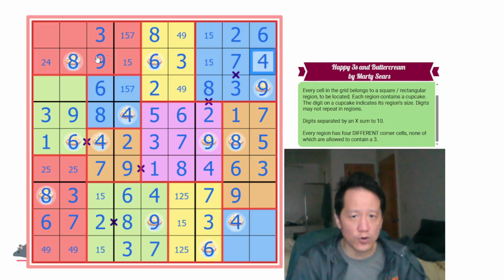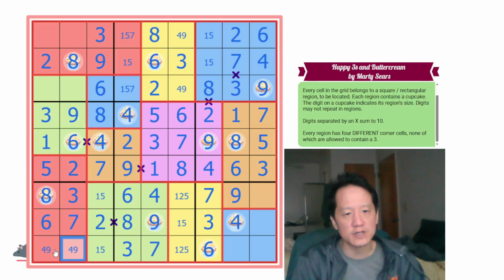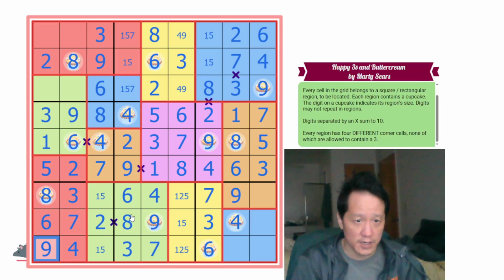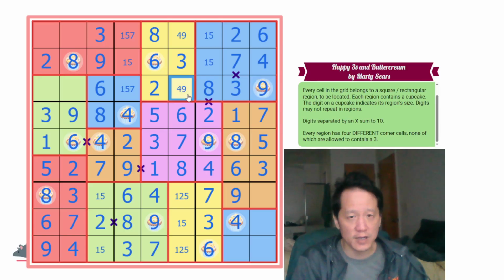This 4 here means this has to be a 2, so this is 2, which makes that a 5, which makes that a 2. This 9 means this can't be 9, so this is 4, which makes that a 9. And this is just normal Sudoku. This 9 means that can't be 9, so this is 4, which makes that a 9. One of these is 4, but this can't be 4 because of that 4, so this must be a 4.